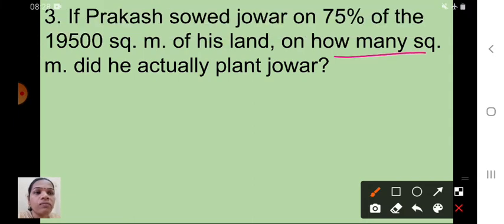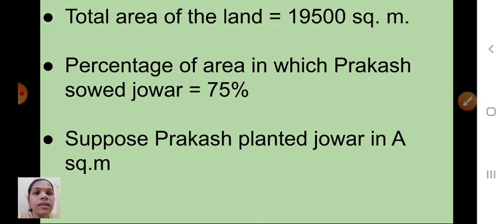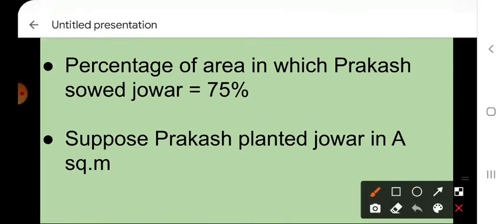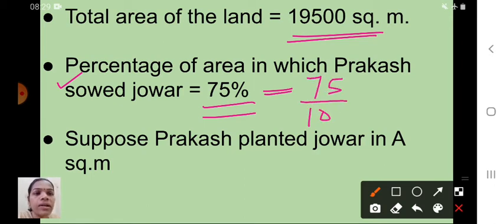How many square feet? So the amount of square feet that Jowar was sowed in, that area we have to take as A. Okay, see here, the total area of the land is 19,500 square meter. And the next one is what? The percentage of area in which Prakash sowed Jowar, that is 75 percent. So children, how can you write this 75 percent? 75 upon 100. Very good, 75 upon 100, isn't it?